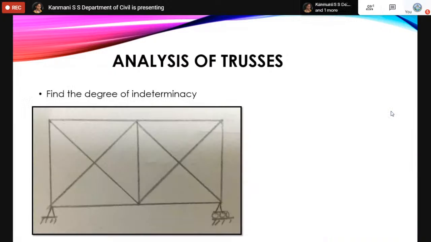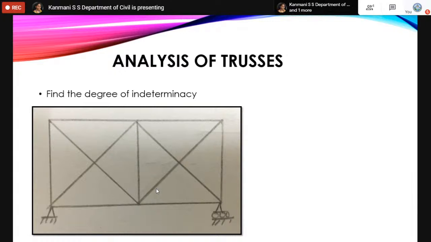Moving on to problem number 3. Find the degree of indeterminacy for this structure. It looks like a previous problem only, but 2 more sections are added. Let me start counting. 1, 2, 3, 4, 5, 6, 7, 8, 9, 10, 11. So totally 11 member forces are there, 11 unknown member forces. Joints are still the same 6 joints. And the available equations of equilibrium are 3.